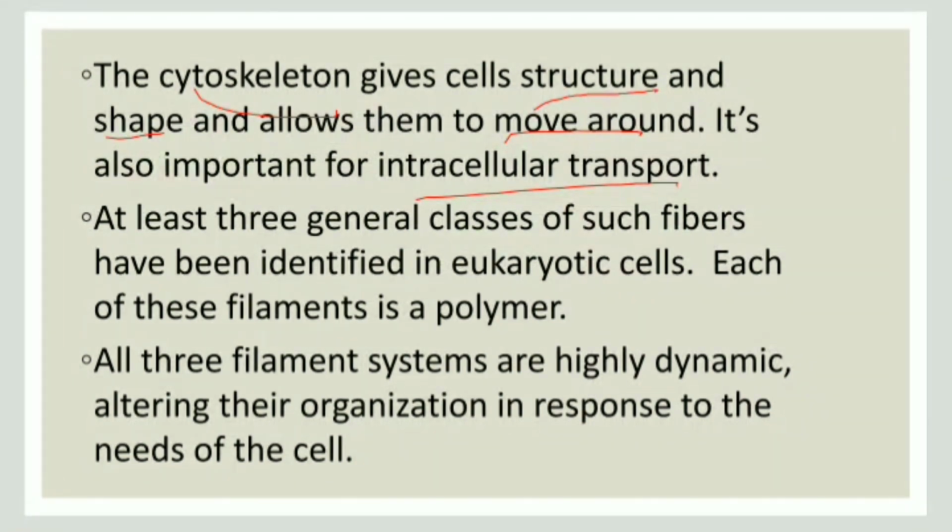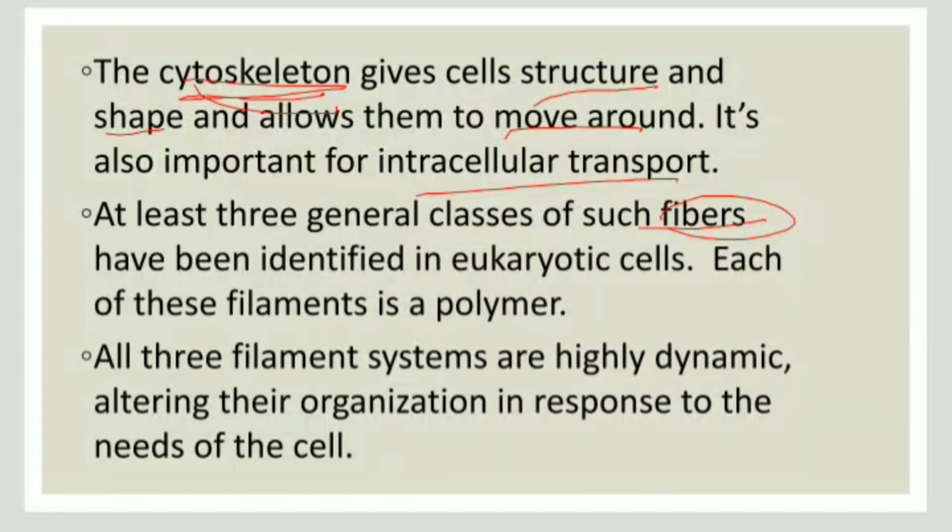In a eukaryotic cell, three types of fibers have been identified. That is, three fibers together form a cytoskeleton. These three types are, first, microtubules, then microfilaments, and intermediate filaments. So these are the three fibers that together form a cytoskeleton.